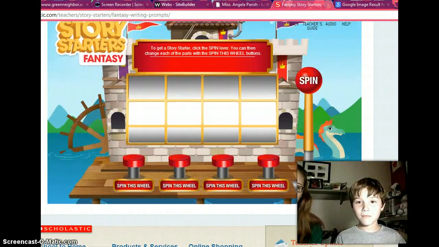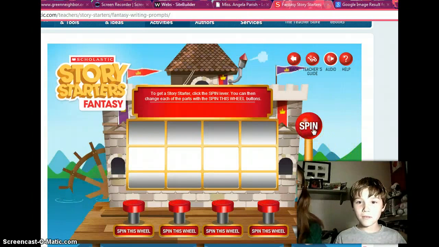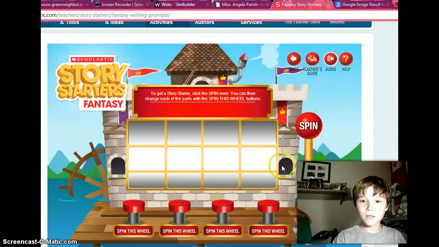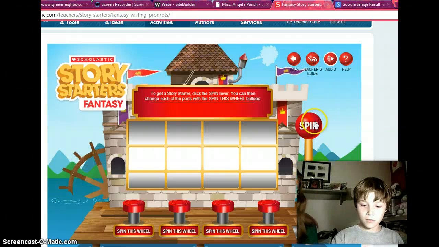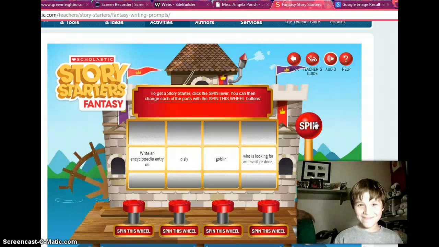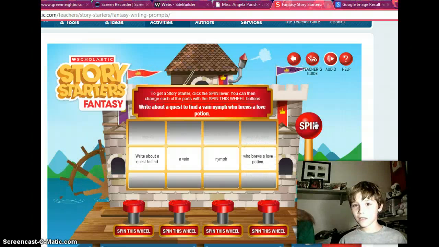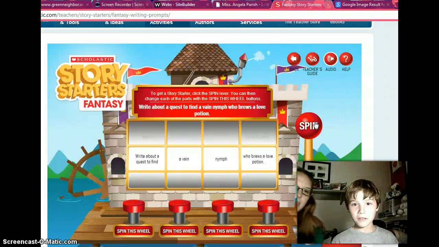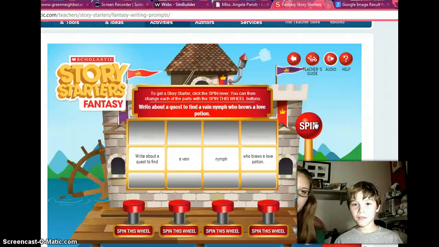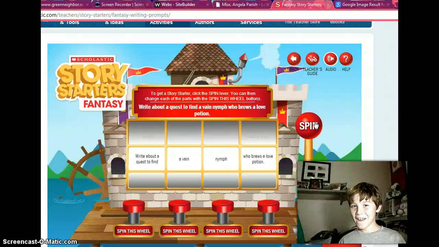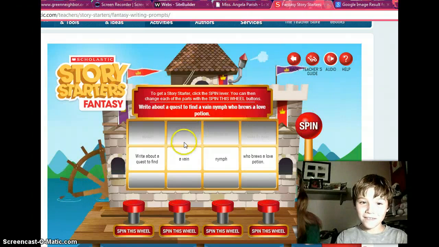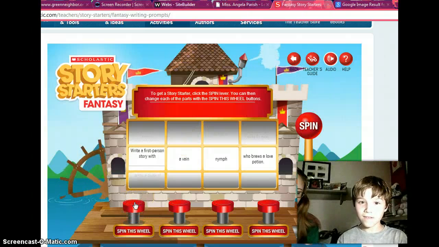So now, what you're allowed to do is spin the big spinner, and you are allowed to change only 2 out of the 4 spins if you are not happy with the prompt that is given to you. So, for example, his says, write about a quest to find a vain nymph who brews a love potion. So he's only allowed to change 2 of the categories.